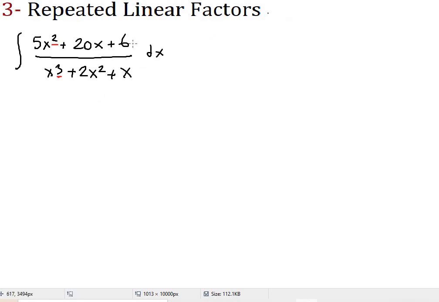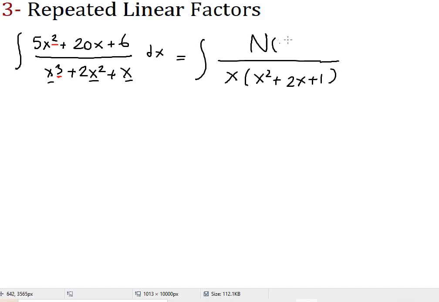So our aim is to decompose, make the denominator into factors. Okay, so we have x to the third plus 2x squared plus x. We can factor out x because we have x common in all of them, to get x times (x squared plus 2x plus 1).